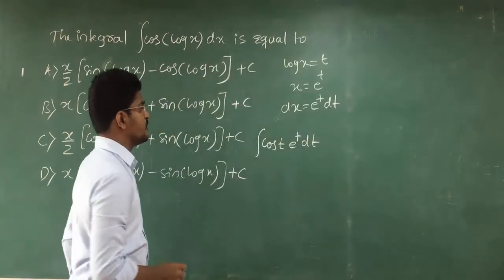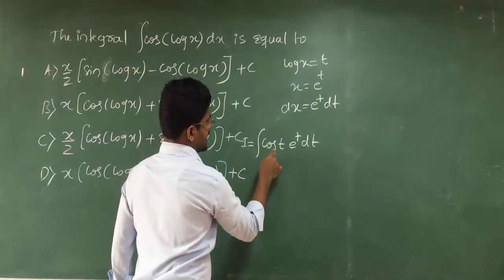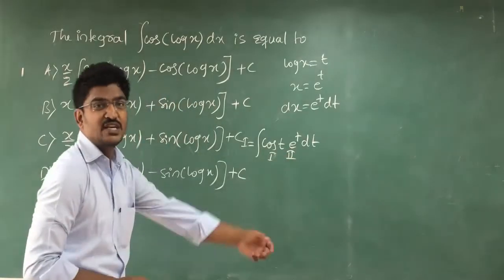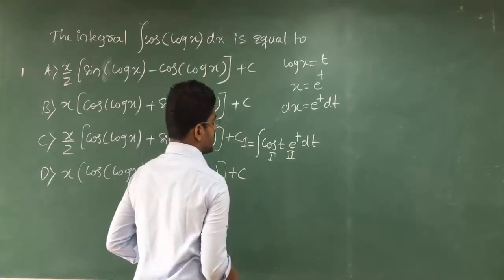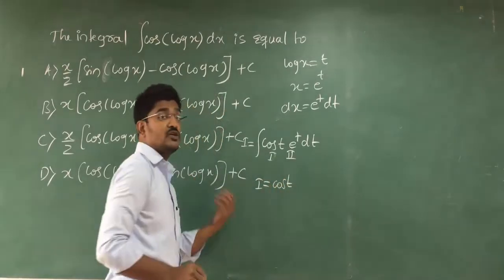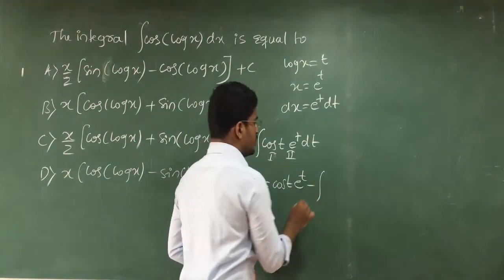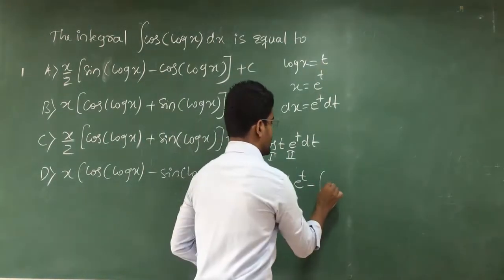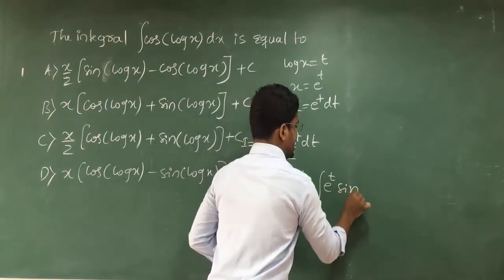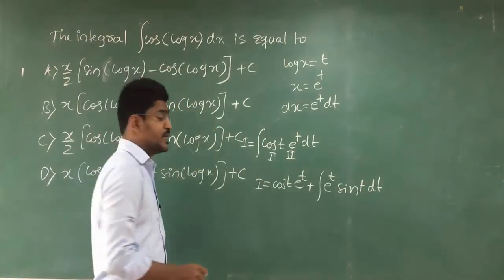Clear? So now I will simplify this. I equals, this is the first term and this is the second term, by the ILATE rule. Clear? So first term and second term: I will be equal to first term as it is, integration of second term, that is e to the power of t, minus integration of again the same term, e to the power of t, into differentiation of the cos term, that is minus sin t. So minus into minus will be plus. Clear? So again I have to integrate this.